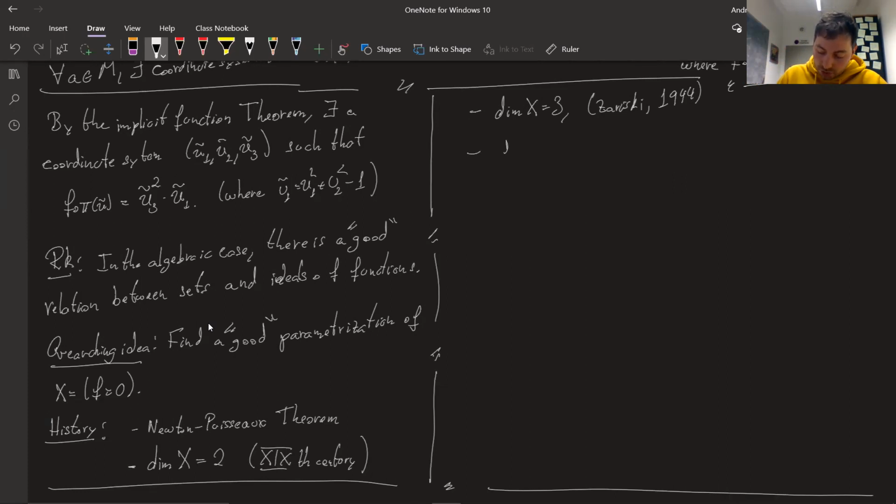A local resolution was also proved by Zariski before. But it was always expected that a global, general result in the algebraic case would be true. And this is the result of Hironaka. For dimension of X equal to n, the existence of resolution of singularities was proved in 1964. This is a rough result, but actually a much more precise result about it.